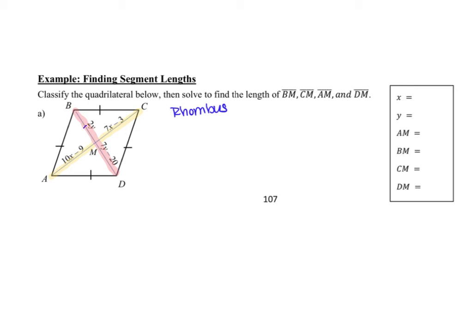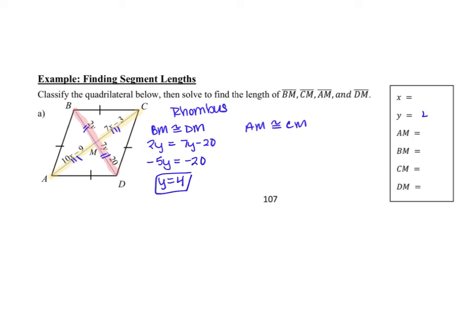So this means that BM is congruent to DM and AM is congruent to CM. So if I wanted to solve for y, I can set 2y equal to 7y minus 20. We'll have to subtract the 7y this time so I can get all my variables on one side. That's going to give me negative 5y is equal to negative 20. Divide by negative 5 on each side. You get an answer of y is equal to 4.